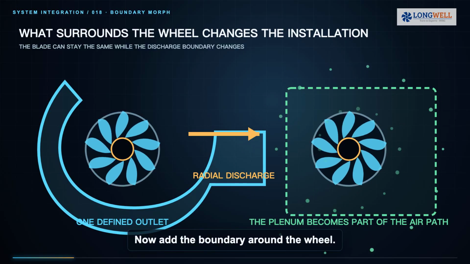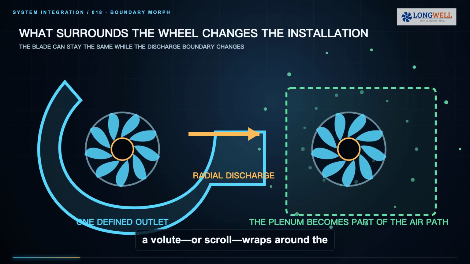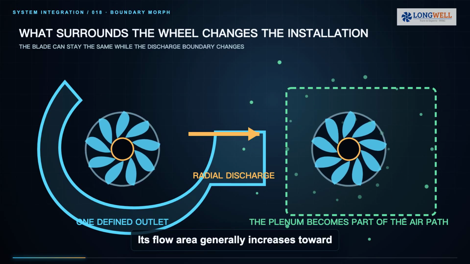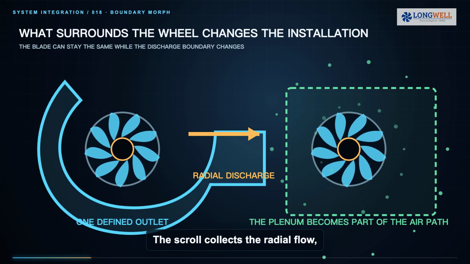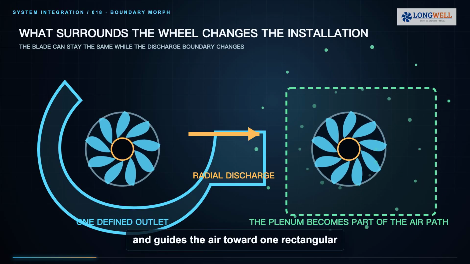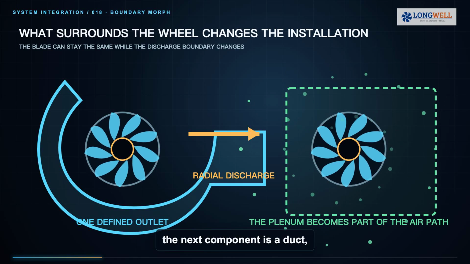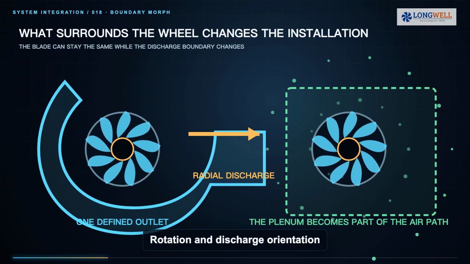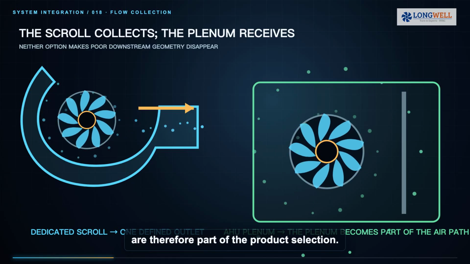Now add the boundary around the wheel. In a housed fan, a volute or scroll wraps around the impeller. Its flow area generally increases toward the discharge. The scroll collects the radial flow, manages part of the velocity field, and guides the air toward one rectangular outlet. That defined outlet is useful when the next component is a duct, elbow, silencer, or a fixed connection. Rotation and discharge orientation are therefore part of the product selection.